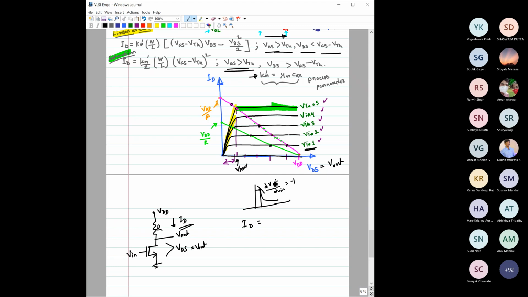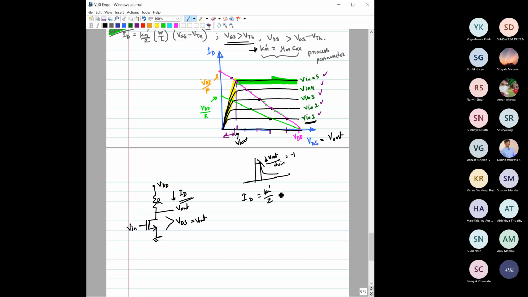So we have to write the saturation equation. Kn dash W by L into VGS minus VTH. Wait, I'll write it on a paper. So ID is equal to Kn dash by 2 W by L into VGS minus VTH squared, right? Okay, so this equation we know. Then can I write this output voltage V out as VDD minus ID into R, right? Can I write it?